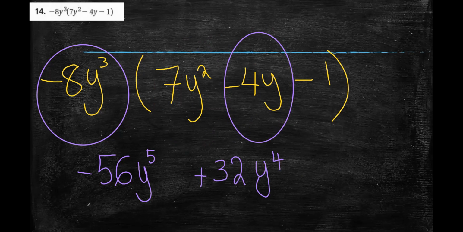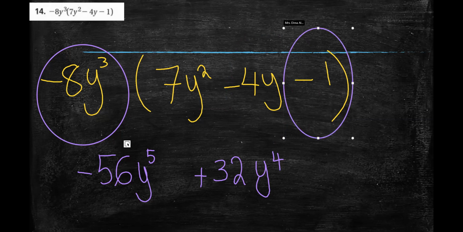Then the second step, I will remove this circle to put it here. Then I will multiply negative 8y cubed with negative 1. The answer will be positive 8y cubed. This is the way how to multiply them. Is it clear? Yes, teacher. Shall we take another example? Yes.